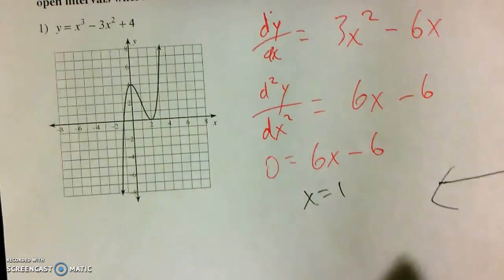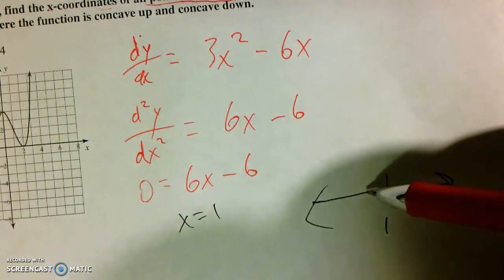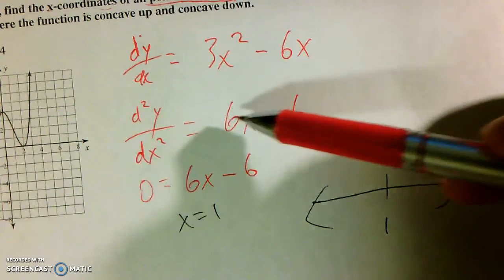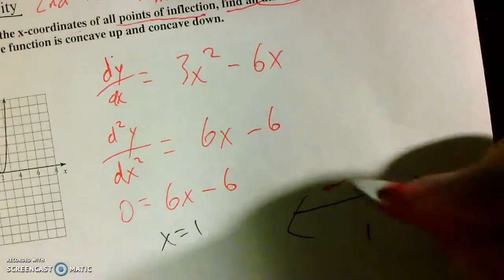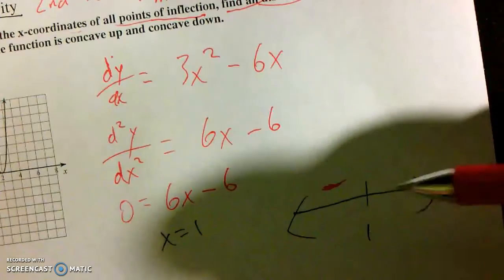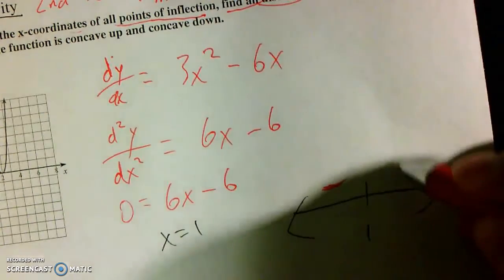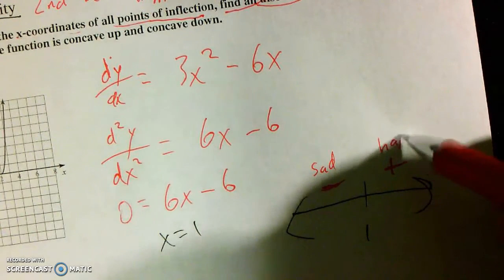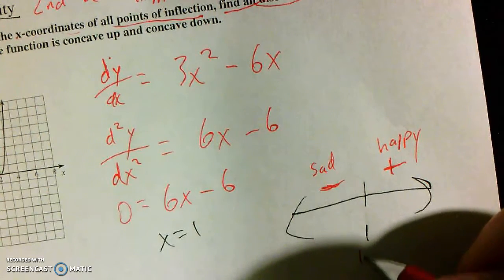And then all we have to do is, just like the first derivative, substitute in a value to the left and to the right to find the feelings. So I'll pick 0. Let's say I plug 0 into my second derivative: 0 times 6 is 0, minus 6 is negative 6. So that's sad. And then to the right, we'll pick 2. So 6 times 2 is 12, minus 6 is positive 6. So it is sad and then happy. So at 1, we switch, so this is an inflection.